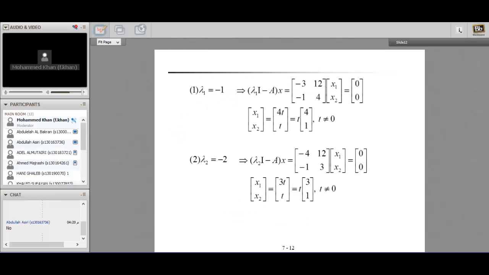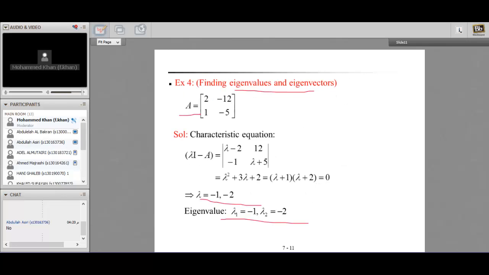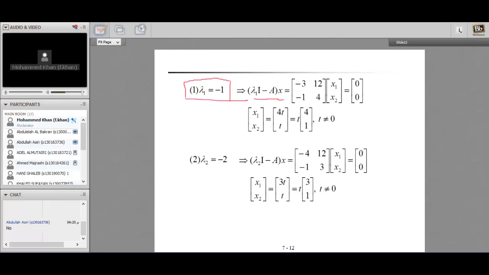Now find the eigenvectors corresponding to λ = −1. After that, we will find the eigenvector corresponding to λ = −2. So corresponding to λ = −1, we write (λ1 I − A) x = 0. In the previous slides you can see that in place of λ, I will put −1. So −1 − 2 is equal to −3. So I write −3 here.